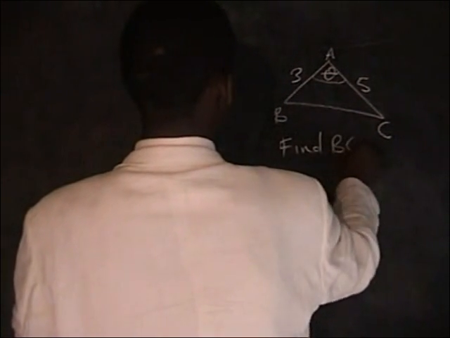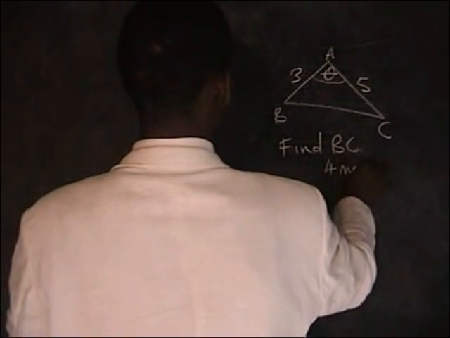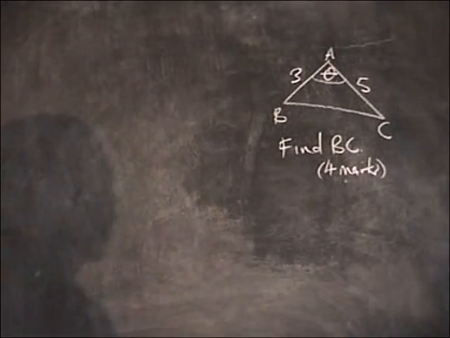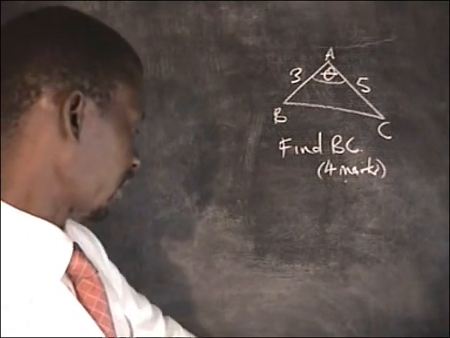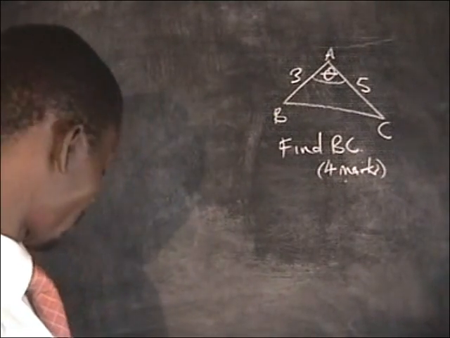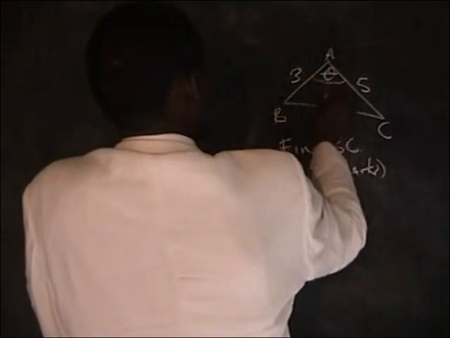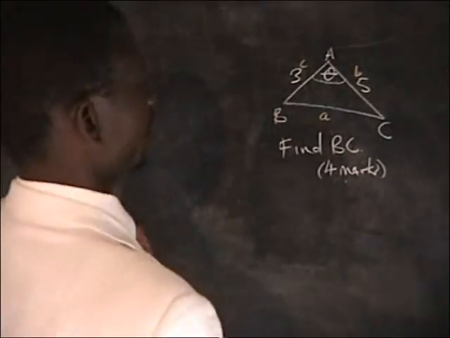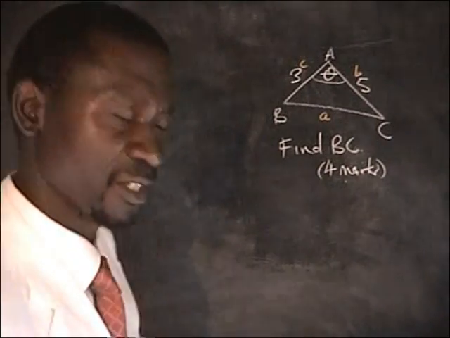Find the BC, which is the side of length, and the number of marks is 4. 4 marks or 5 can be allocated. If that is the case, then for the formula to apply, you have to look at where the angle is applied. The angle is applied at A. So opposite to that, this is small letter a, this is b, and this is c, like I have marked in the previous question.